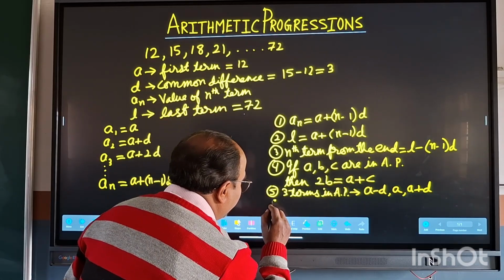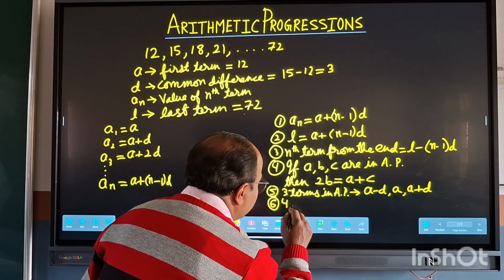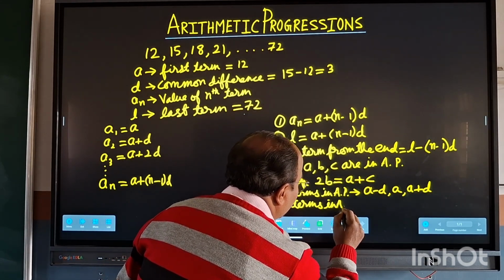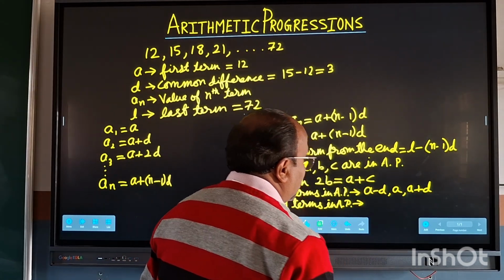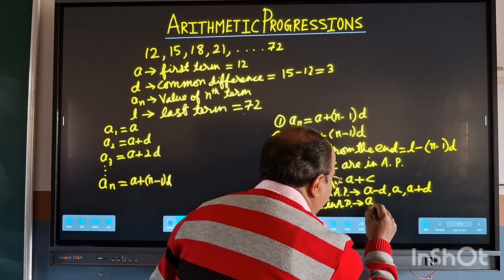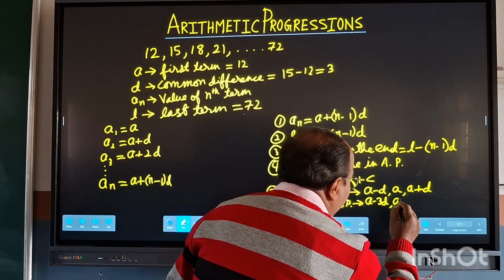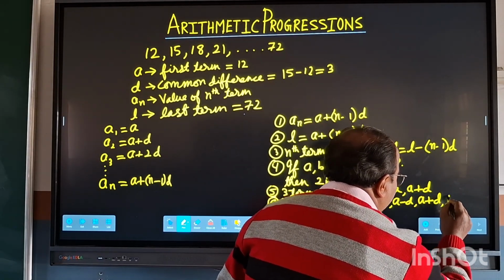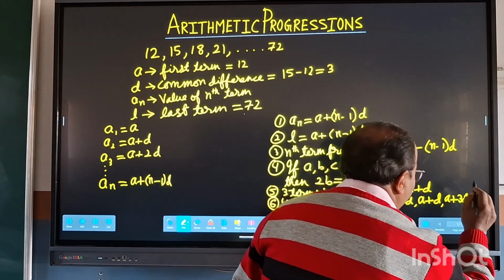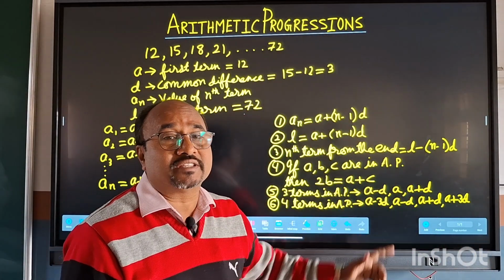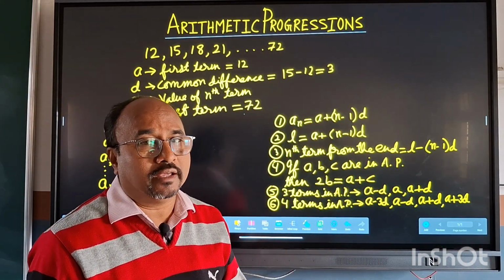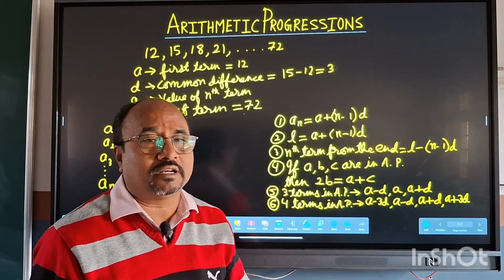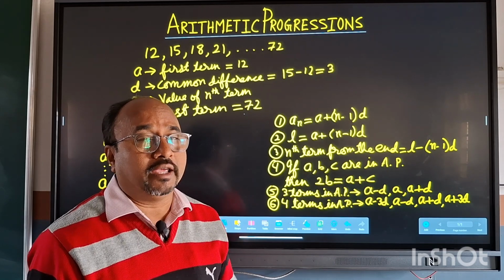And in the same way, for four terms in AP, we take A minus 3D, then A minus D, then A plus D, and then A plus 3D. So you can see the common difference here is not D, but it is 2D. Again, why we have taken it like this: you find the sum, the D's will get cancelled, so quickly you will get the value of A.